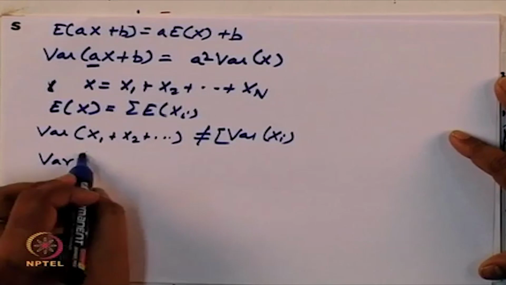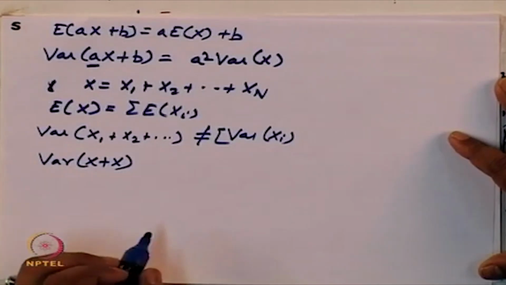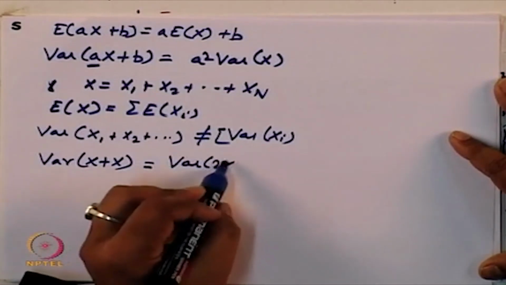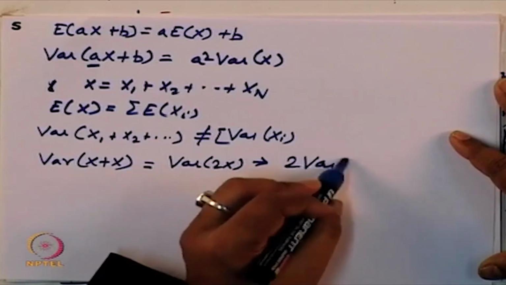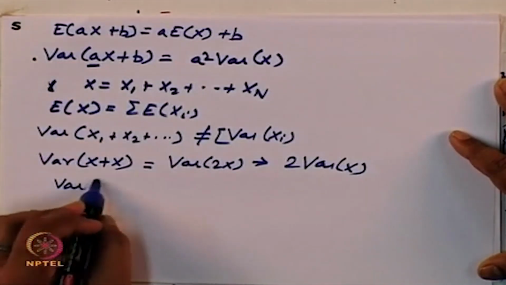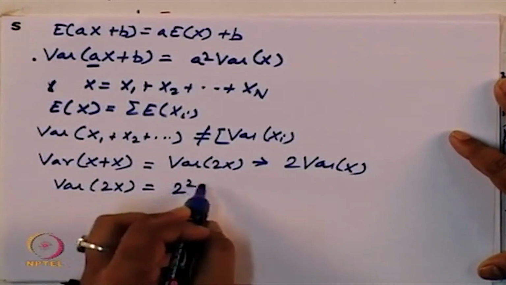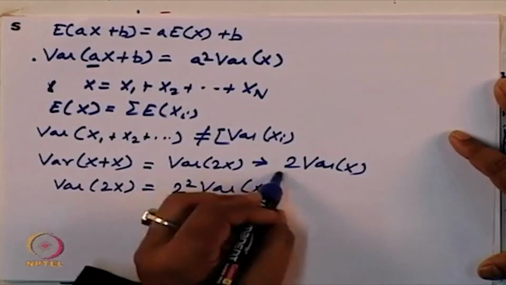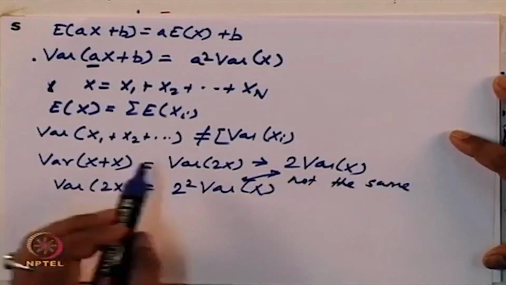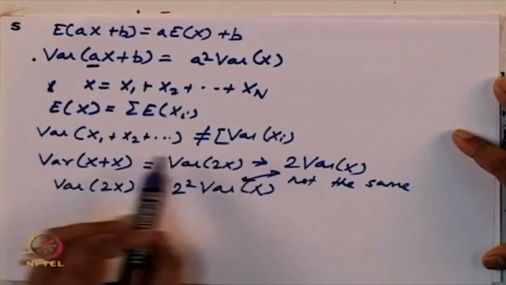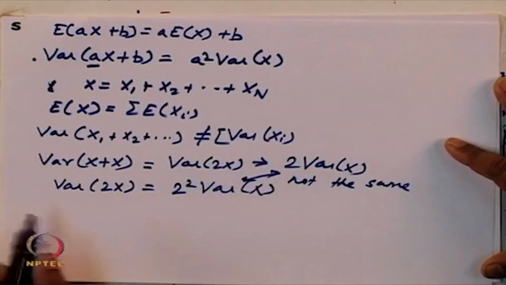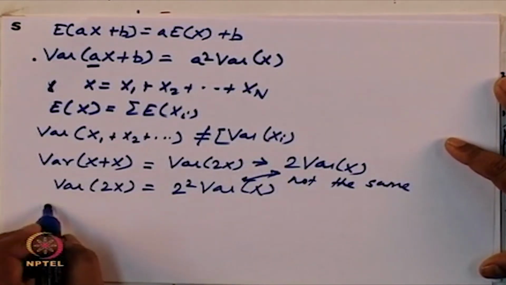Imagine I have variance of x plus x. If I use this particular formula, variance of 2x should return me a value of 2 variance of x. However, variance of 2x, if I use the earlier formula, is 2 square variance of x. So, this and this are not the same. So, you cannot write this equation in the general case. Variance of a summation is not the summation of the variances.